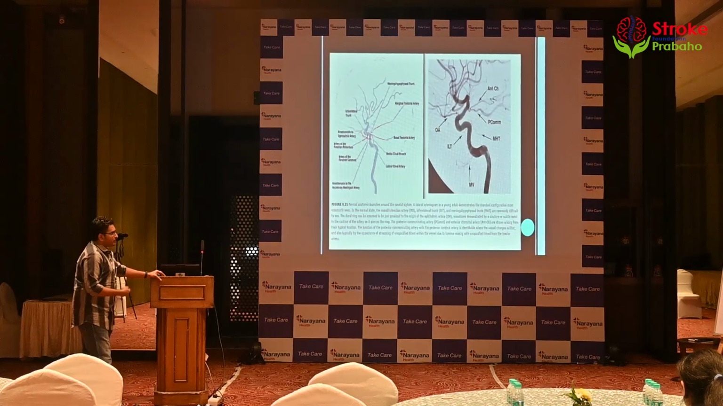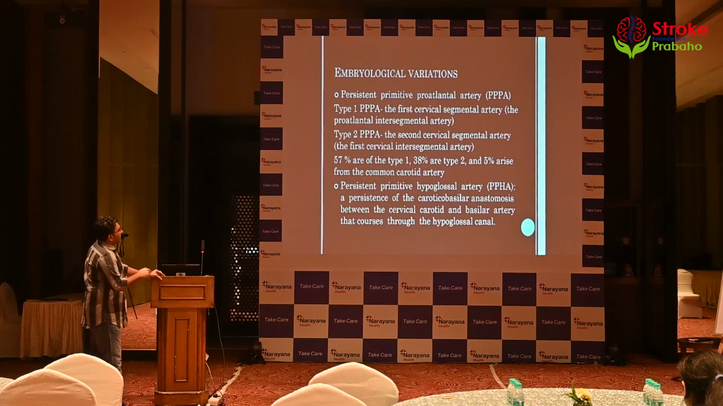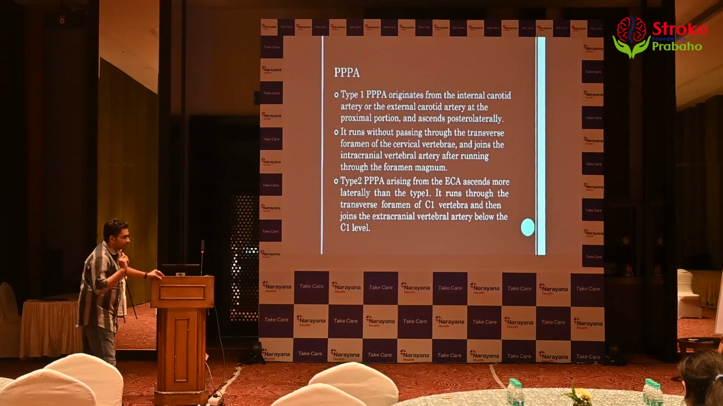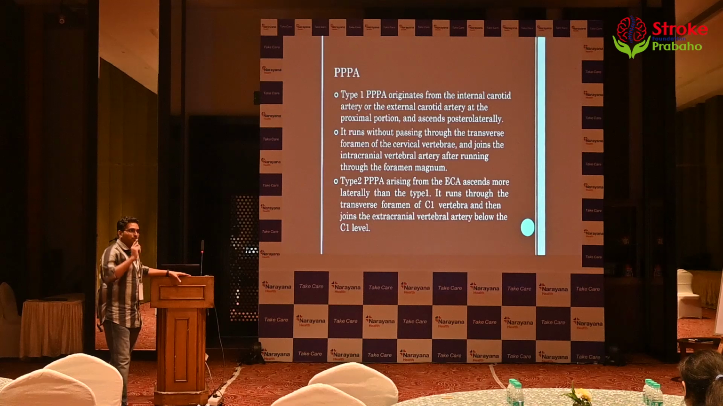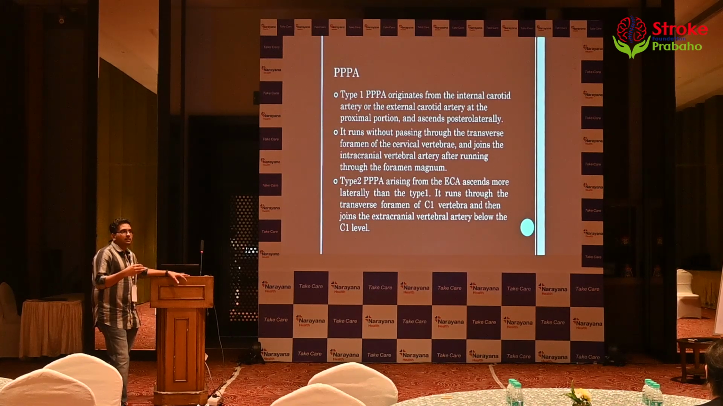Finally, I think everybody knows the intradural ICA, the dural rings, and the branches associated with it. A couple of variations: proatlantal, type 1 arises from the ECA, type 2 arises from the ICA. People have this way of remembering or mugging up. I have no idea. I cannot do it. The embryological explanation for a proatlantal is the existence of cervical segmental arteries.